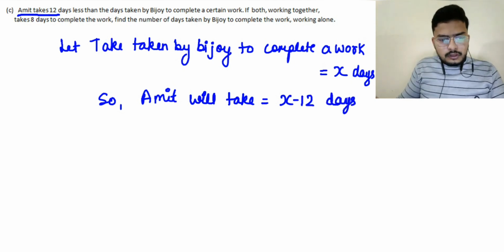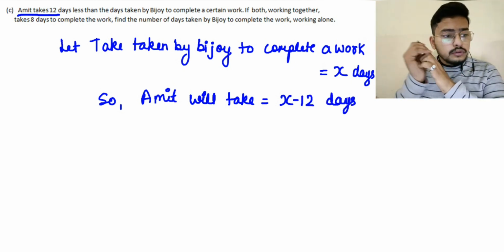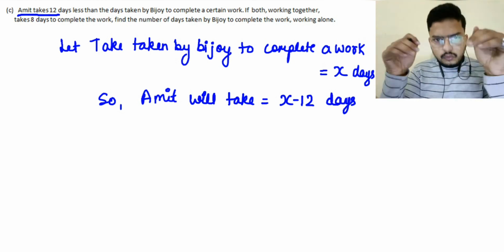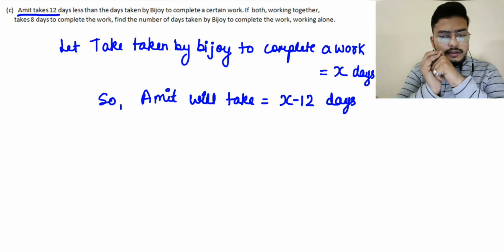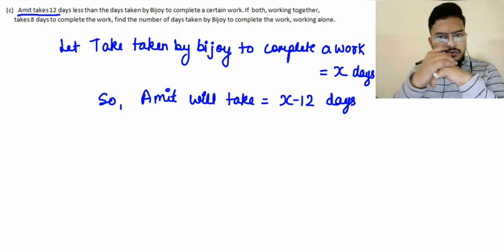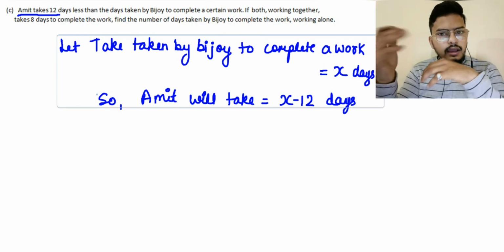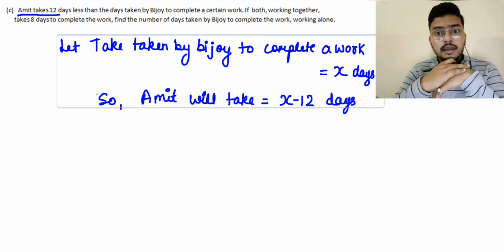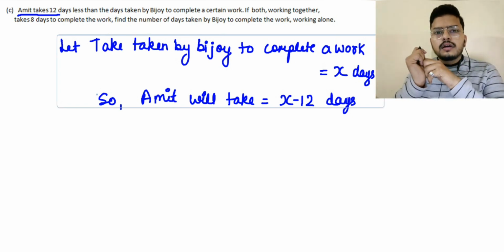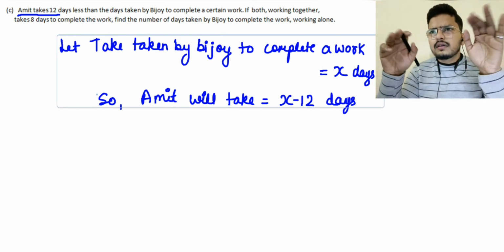The question is now saying that if both Amit and Bijoy are working together, they take 8 days. So it doesn't mean that you have to add X and X minus 12, right? Because when they are working together, at that time the number of days must be less. Just have a look at some practical example.